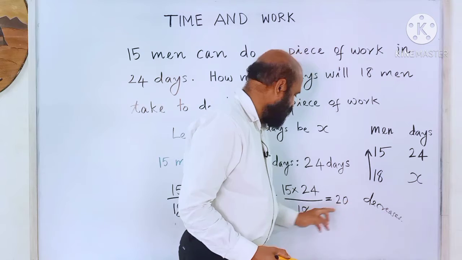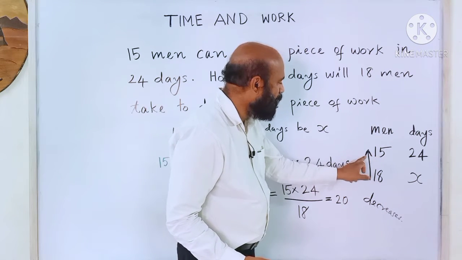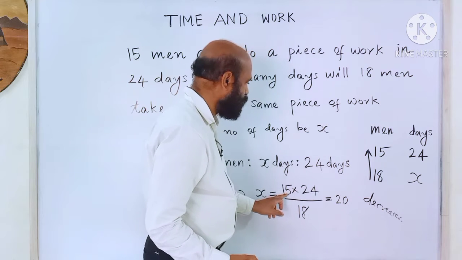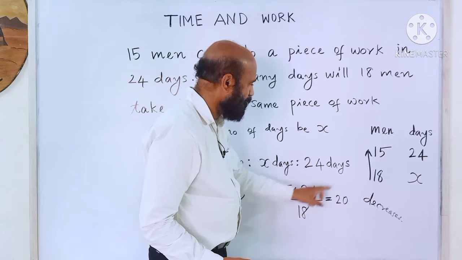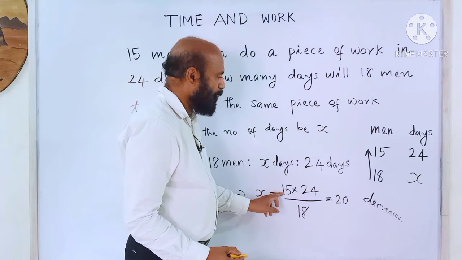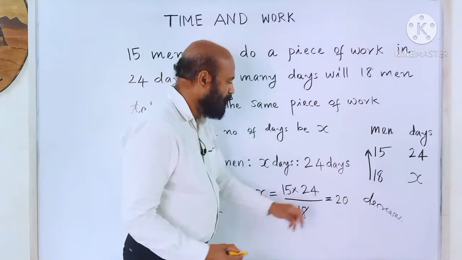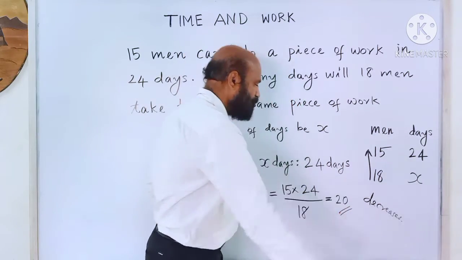Then we can write like that: x is equal to, the number at the arrowhead you write at the top. So 15 by 18. What is at the arrowhead should be written in the numerator. So 15 by 18 into 24. You'll get the same answer.